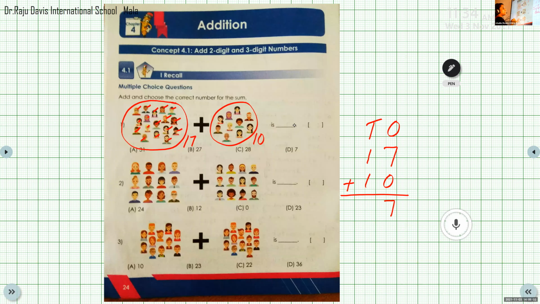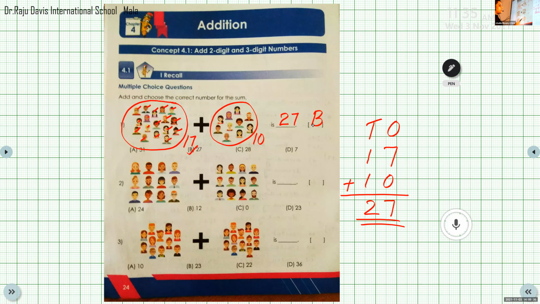All of you please write 27. And where is the answer option? The 27 option is option B. So you can write B here. So now what have we done? We added the numbers together for finding the total.